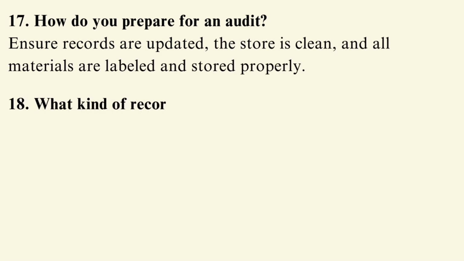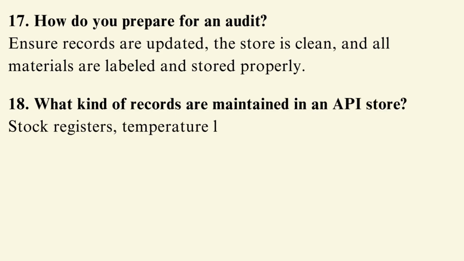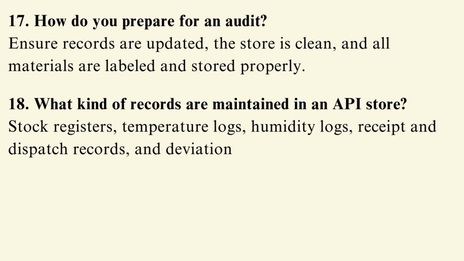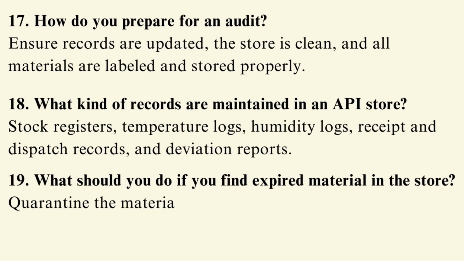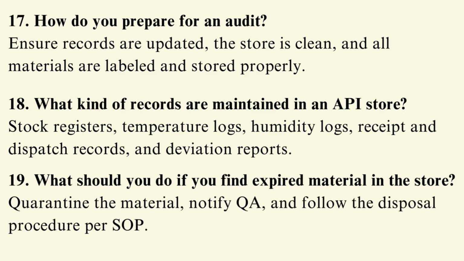What kind of records are maintained in an API store? Stock registers, temperature logs, humidity logs, receipt and dispatch records, and deviation reports. What should you do if you find expired material in the store? Quarantine the material, notify QA, and follow the disposal procedure per SOP.